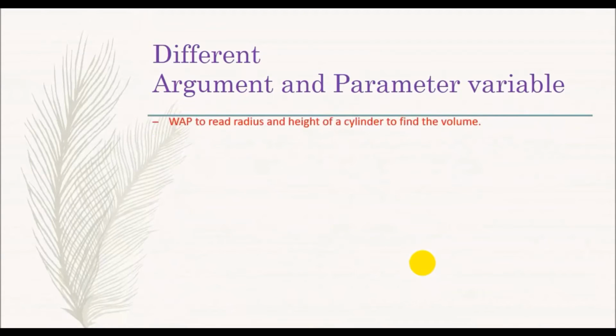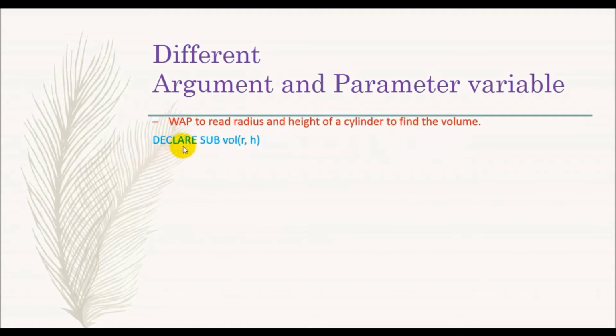Okay, in previous programs, in previous examples, we had written the same parameter and argument. That means the same name is used for argument and parameter. Now we rarely do that in practical work, so we are learning to write different argument and parameter. Let's see. Here is a program to read radius and height of a cylinder to find its volume.